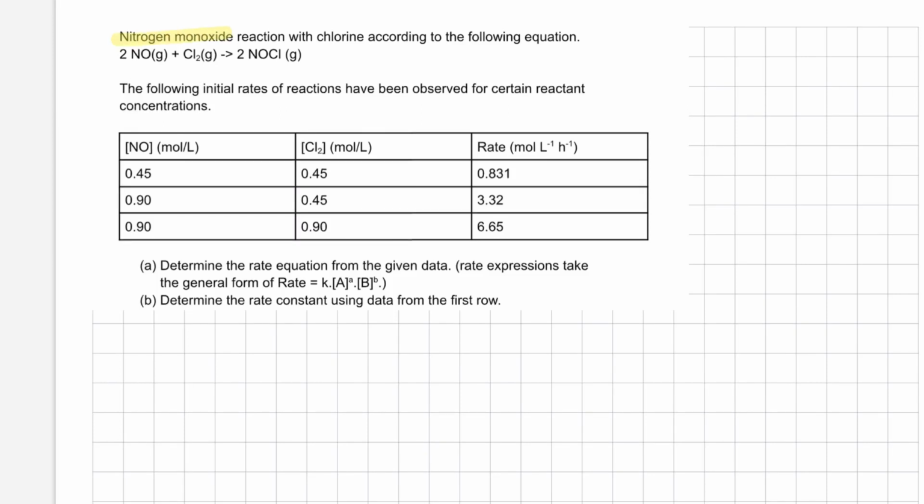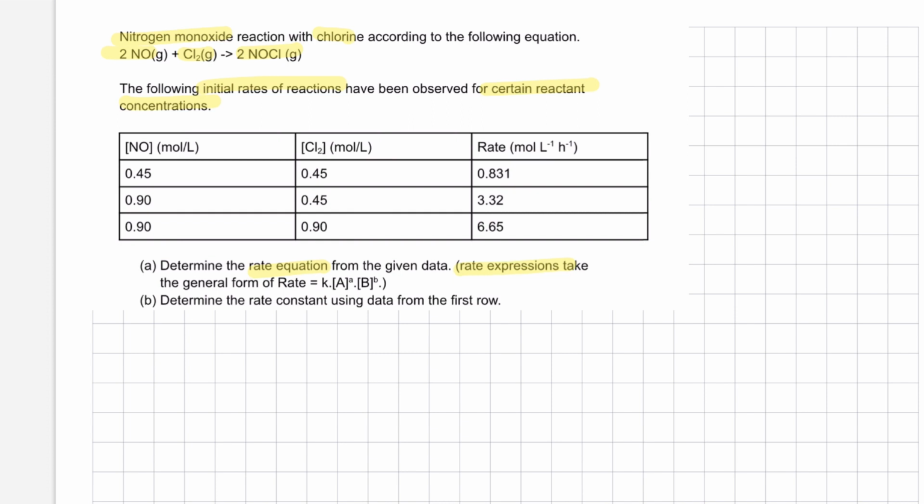Nitrogen monoxide reacts with chlorine according to the following equation: 2NO gas plus Cl2 gas producing 2NOCl gas. The following initial rates of reaction have been observed for certain reactant concentrations according to this table. A. Determine the rate equation from the given data.